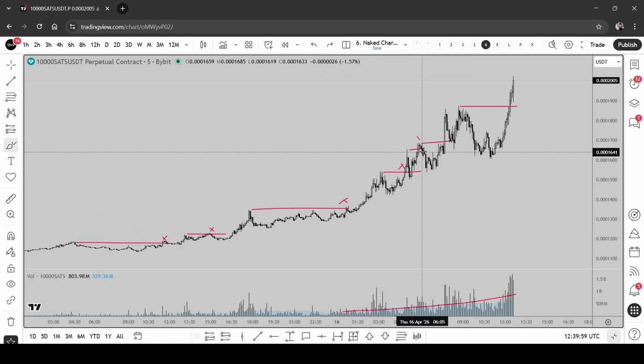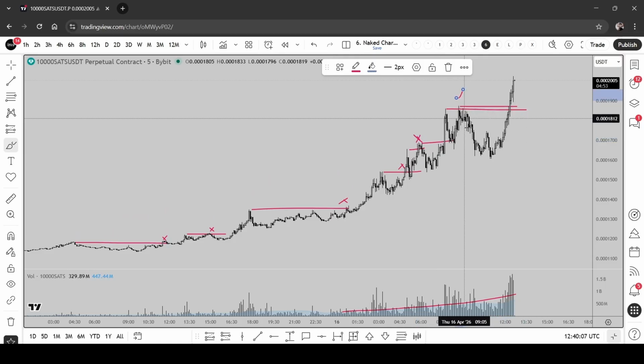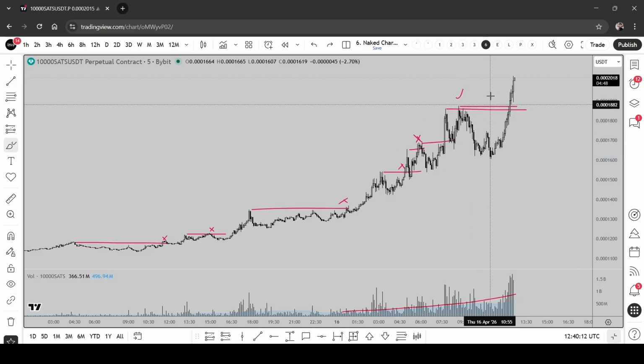Okay, maybe that one is questionable, but probably not. You'd probably lose that too. Here, you would actually win this one because price came into the level and turned around. So you'd win there, and then here we don't know. But for the most part, shorting resistance during this entire period would have been very problematic.